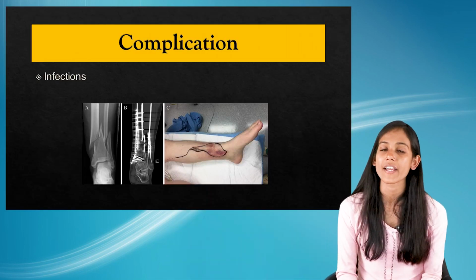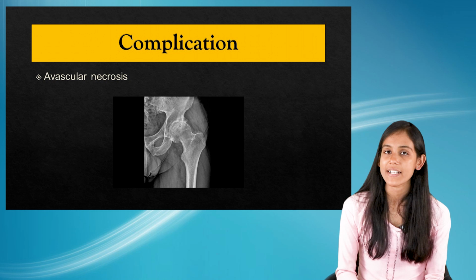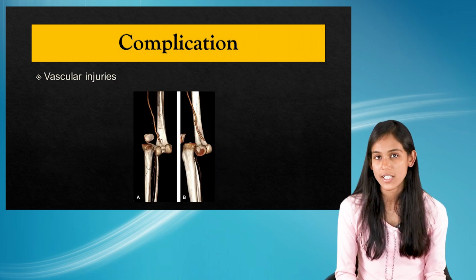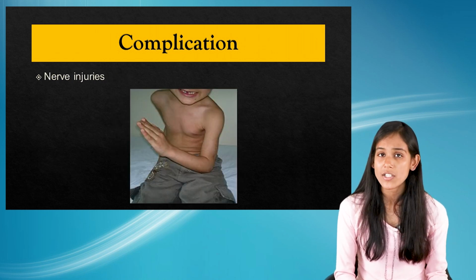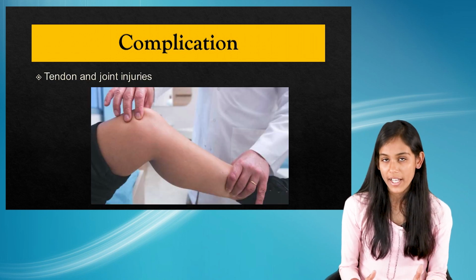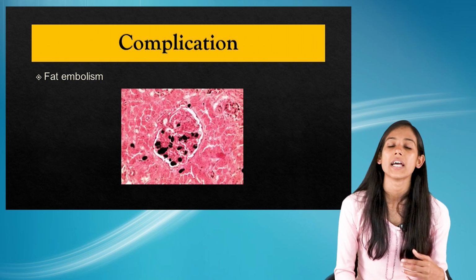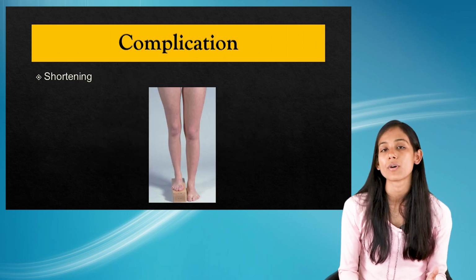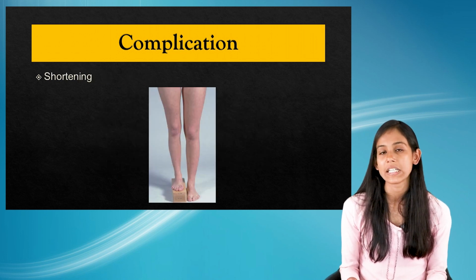Well, next let us move to the complications of fracture. The complications are infection, avascular necrosis, vascular injuries or nerve injuries. There can be visceral injuries, tendon and joint injuries, fat embolism, compartment syndrome, and also shortening of the part where the fracture happened.